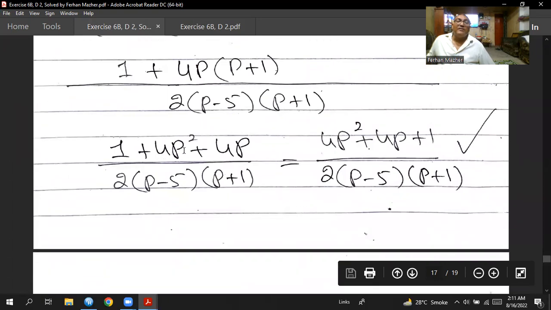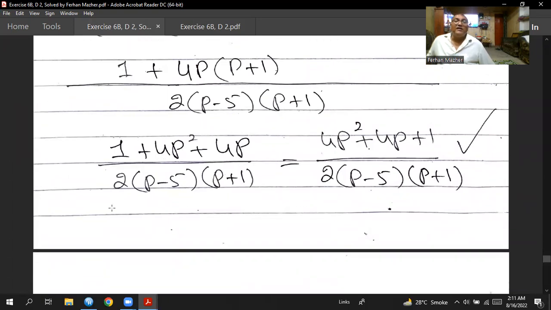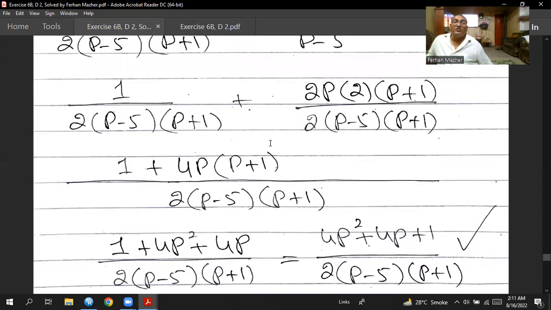So you will have 1 plus 4p square plus 4p divided by 2 bracket p minus 5 bracket close bracket start p plus 1 bracket close. So that will be equal to 4p square plus 4p plus 1 divided by 2 bracket p minus 5 bracket p plus 1. So this is how you will do this question.